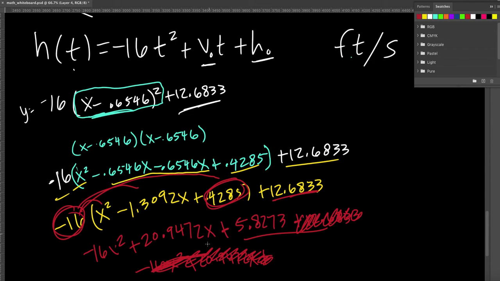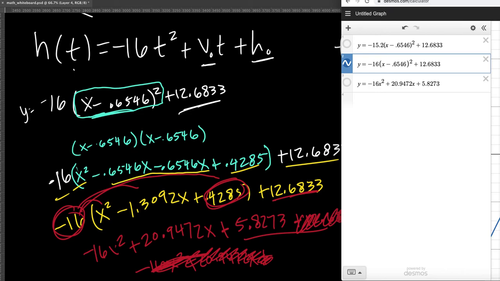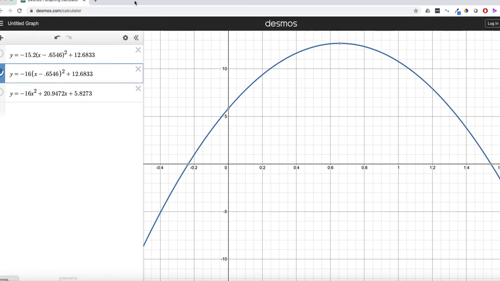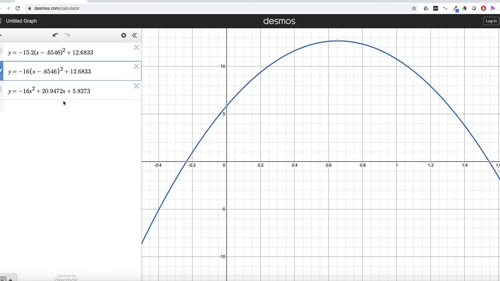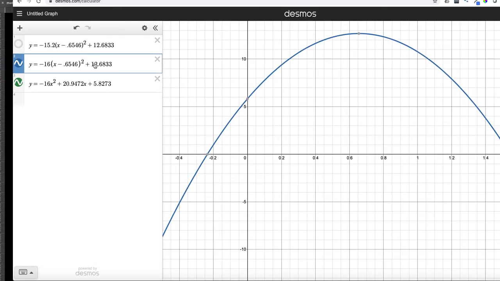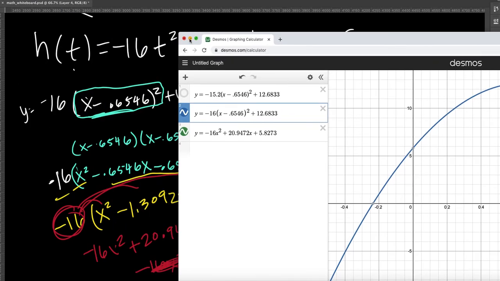Okay, now going to Desmos, we're going to double check our work. So what I did is I typed that in right there, and if you see, they're the same. So if we look at this, this is my vertex form, this is my standard form, and they're lining up as they should. And so that's how I know I did my algebra, or the simplification, correctly.